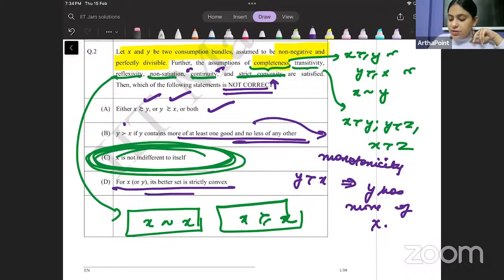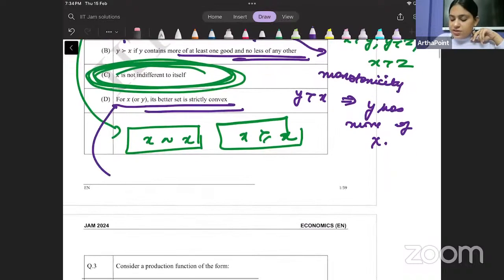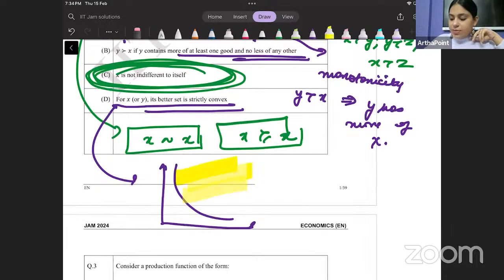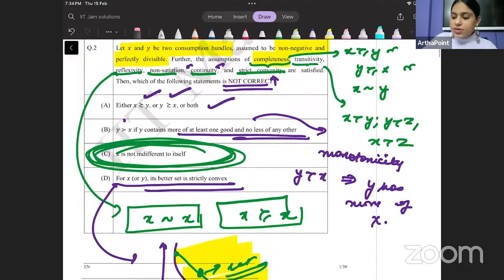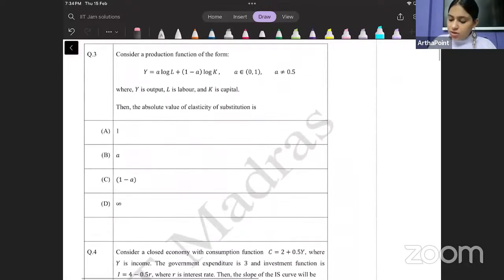For x and y, the better set is strictly convex. This means the set of bundles better than x and y is a convex set. Join any two points by a line segment, and that line segment lies within the set. It's a convex set. So it is asking which of the following statements is not correct. I think this is also easy and it should have been a doable question. It could not have been that difficult.